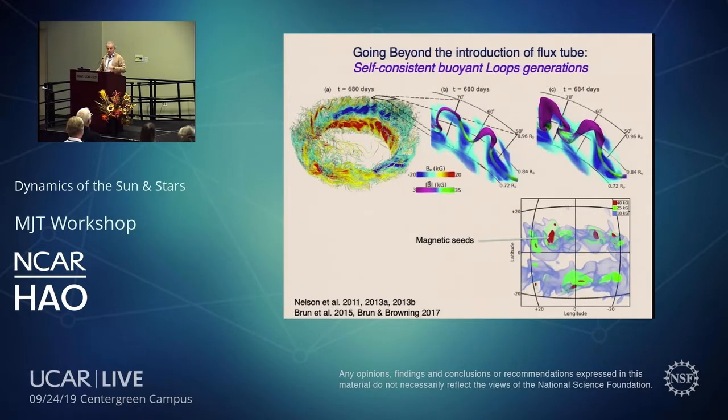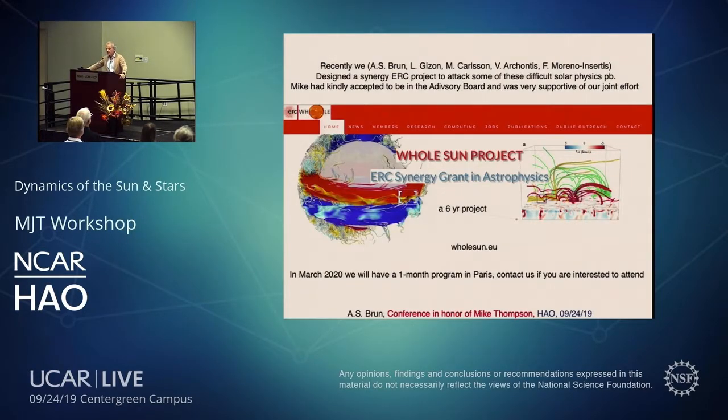So with that, with the convective conundrum, we decided, with Laurent, Matt Carlson, Vassili Archontis, Fernando Moreno-Insertis, and myself, to propose for a Synergy Grant. The Synergy Grant is a very big proposal you can get in Europe, a 6-year project, more than 10 million euros funded, to tackle this problem. What we want to do is to couple Bifrost and MURaM-like simulations with ASH, and develop a new global 3D simulation code that could go from the tachocline to the low corona. This is very ambitious, but we have the funding and the money to do that.